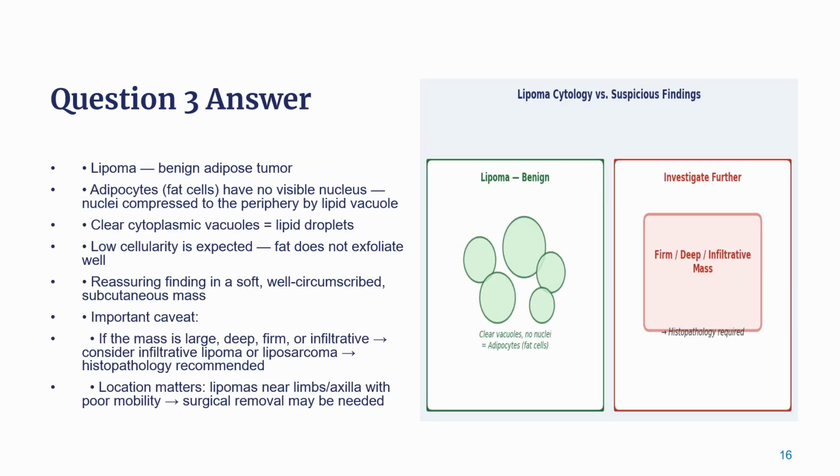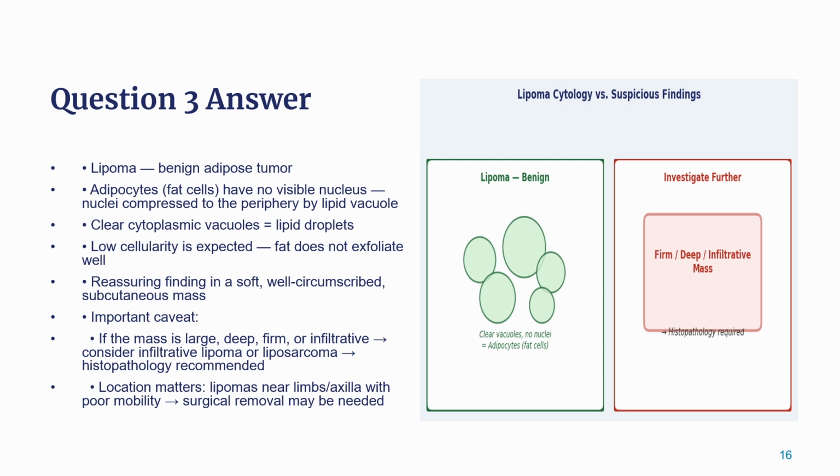Fat cells, adipocytes, are one of nature's least photogenic cell types on a cytology slide. The lipid droplet takes up the whole cell and pushes the nucleus to the very edge where it's essentially invisible. So a lipoma looks like a slide full of clear bubbles with almost nothing else on it. And that's exactly right. In the context of a soft, squishy, freely movable subcutaneous mass in a middle-aged to older Labrador, the classic patient, this is a very reassuring finding.